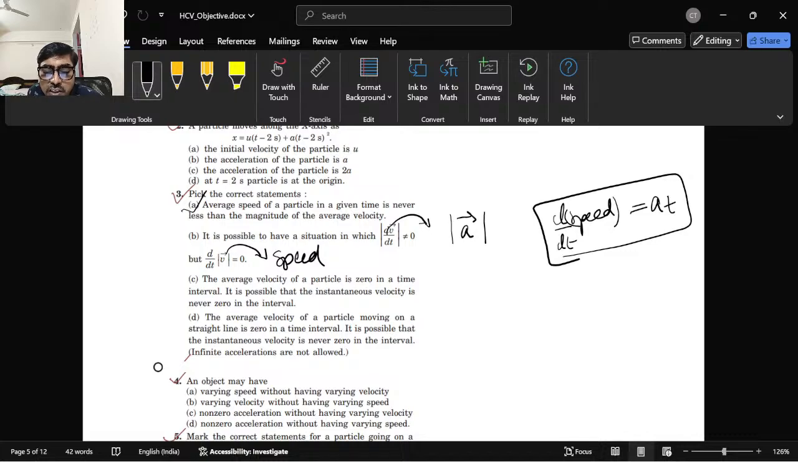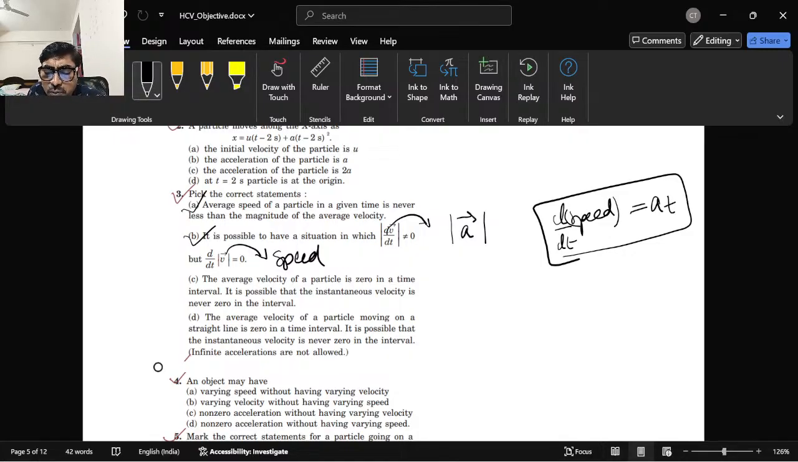Anyway, it is possible to have a situation in which acceleration is not 0, but speed is constant. Yes, uniform circular motion. In uniform circular motion, speed is constant. So rate of change of speed is 0, tangential acceleration is 0, but velocity is changing, not because of a change in magnitude, but because of a change in direction. Like this it turns. Direction changes, so velocity changes. Meaning it is possible, sir. A, B is also correct.